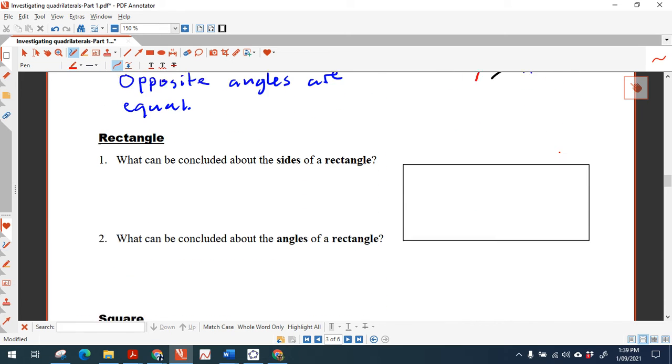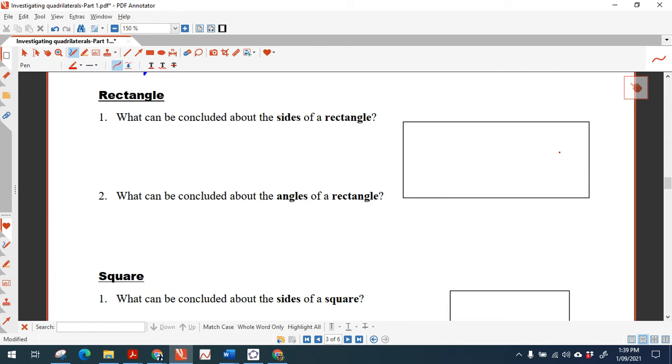Let's have a look at the rectangle now. Now, for the rectangle, we know a couple of things about the rectangle, don't we?